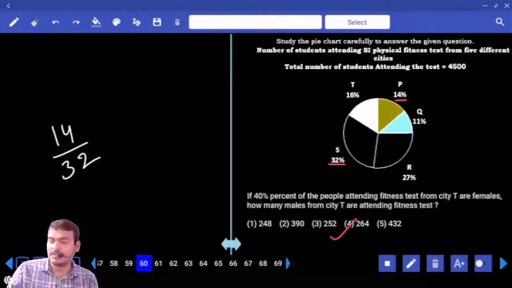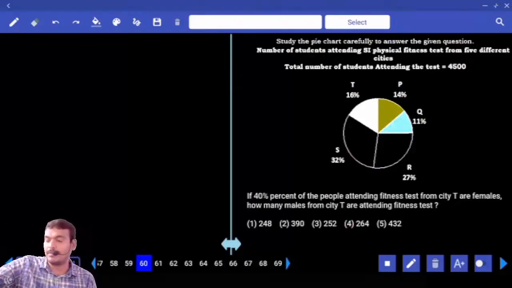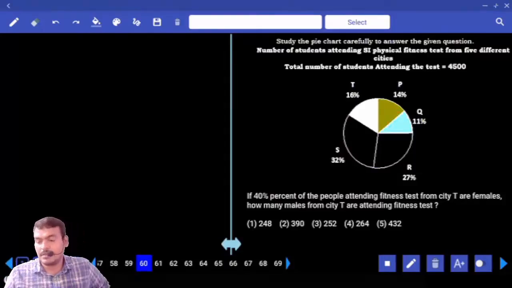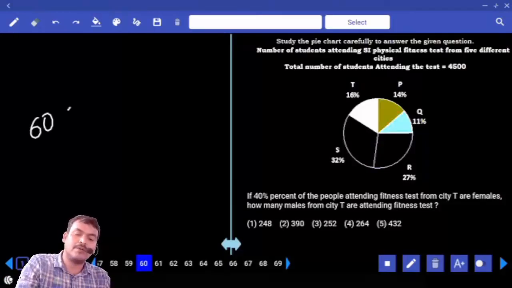Next question number 60. 40% of the people attending fitness test from city T are females. How many males from city T are attending the fitness test or not? Okay. First, out of the T value, 40% are which one? Females. Means remaining 60% are male value. 60% of what is the T value?